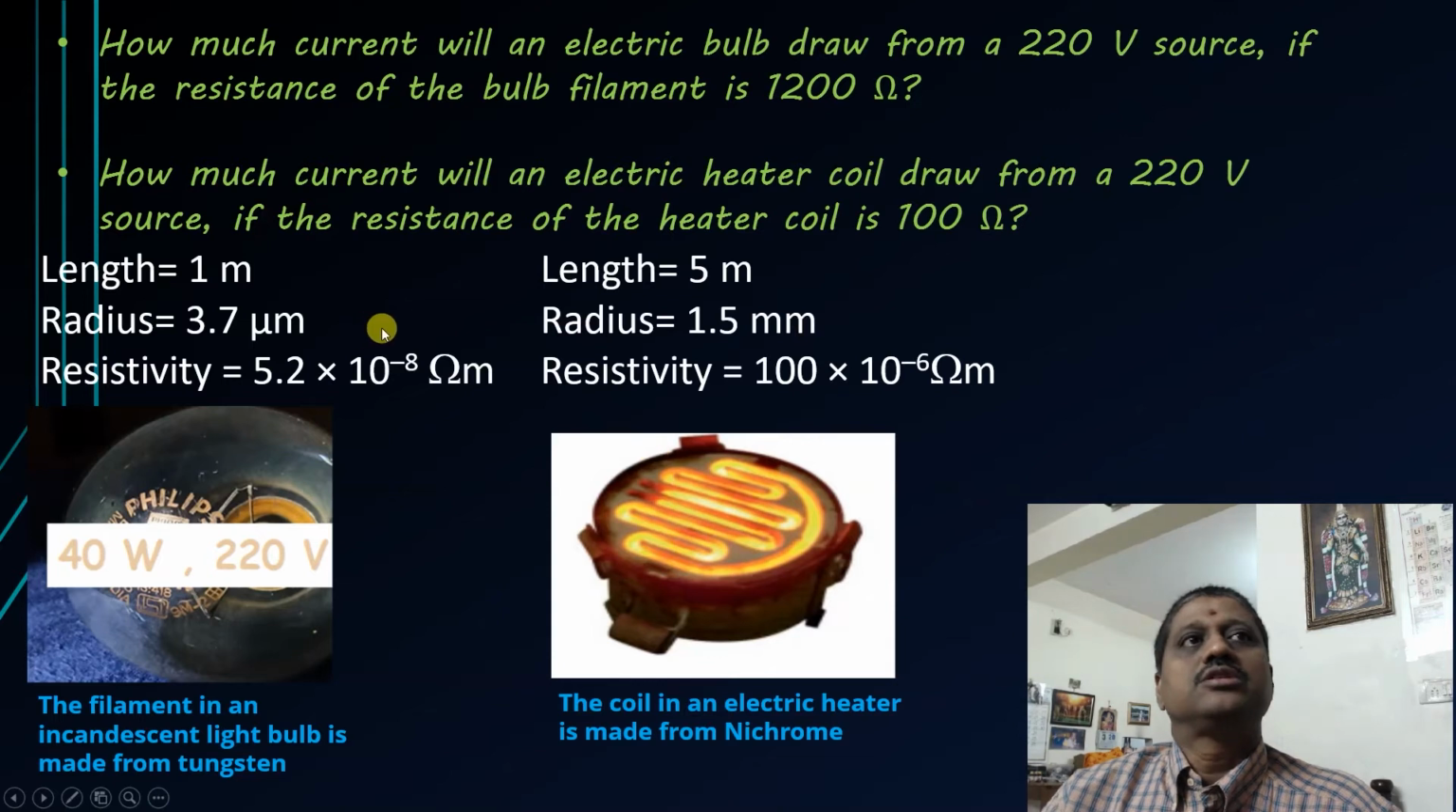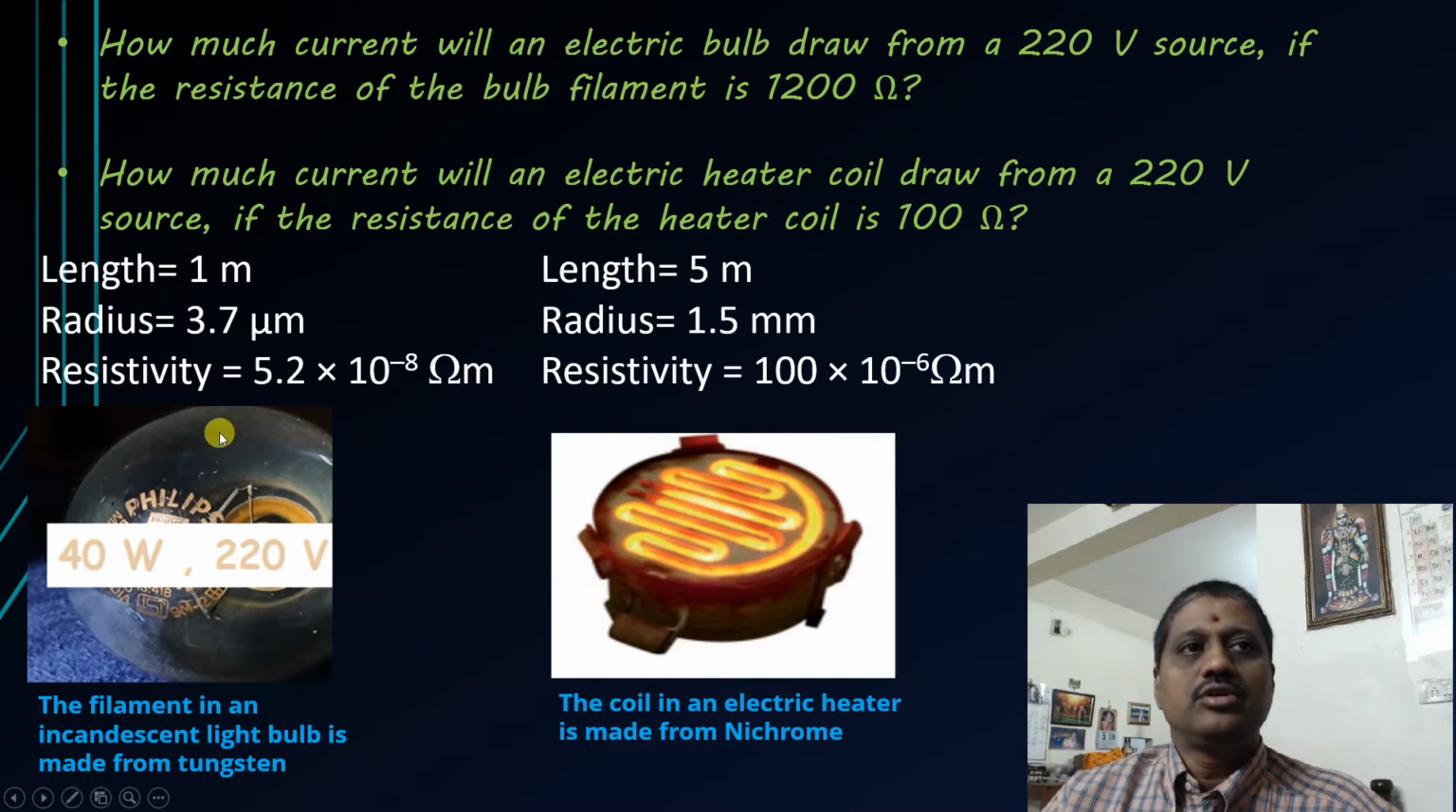Now let us see an example from the NCERT textbook. We are not solving the problem, we are trying to understand different concepts. They are asking how much current an electrical bulb will draw. This is a 1200 ohm electrical bulb filament. Normally, a bulb filament is made of tungsten, a metal which has lower resistivity than the alloy nichrome. You see a heater coil, a nichrome coil. Let us assume the heater coil is made of nichrome wire.